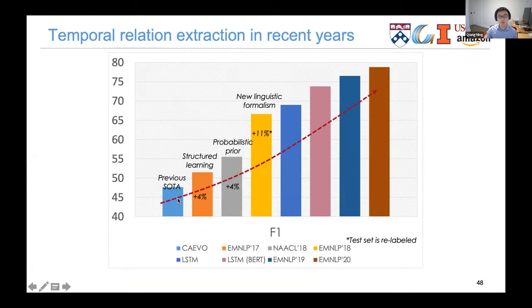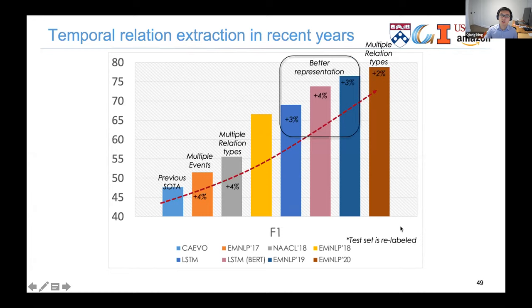And using structured learning and some other techniques, we are constantly seeing improvements over the years. And finally, with BERT, we can see even more improvements and some other structures happening in the recent 2 years. And just now, the EMNLP 2020 paper is a new state of the art. It's getting even another 2% gain in this data set. Using the language in this talk, the improvements are actually coming from considering multiple events, considering multiple relation types, and from better representations. There is another thing we are going to discuss next, the new linguistic formalism. You can see that's roughly the biggest improvement down the road.